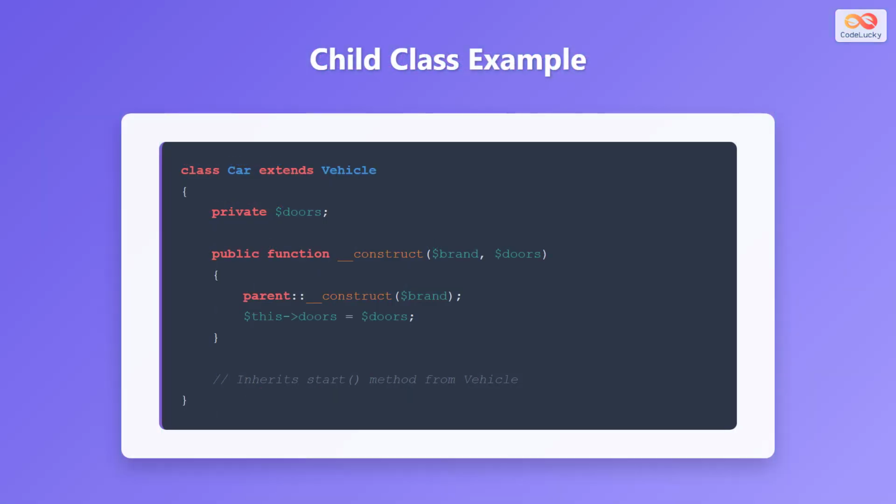Now let's see an example of a child class inheriting from the Vehicle class. We define a class named Car that extends the Vehicle class. It has a private property called doors. The constructor method __construct calls the parent class's constructor using parent::__construct($brand) to initialize the brand property. It also initializes the doors property specific to the Car class. Note that the Car class inherits the start method from the Vehicle class, so it automatically has access to it.